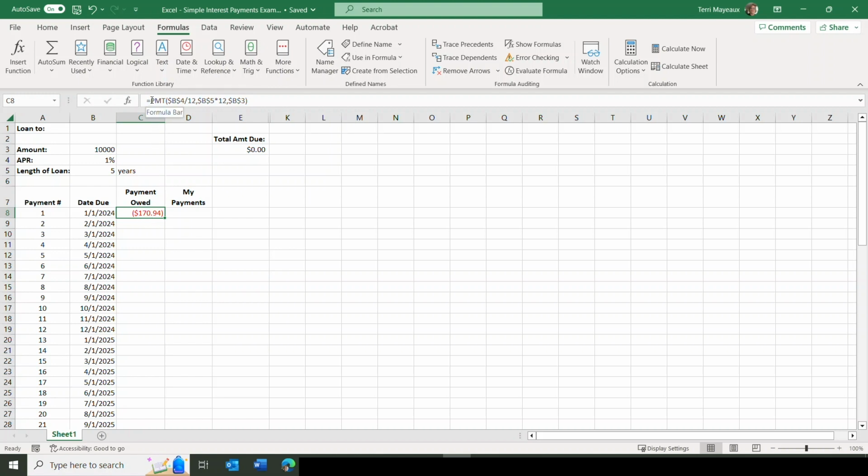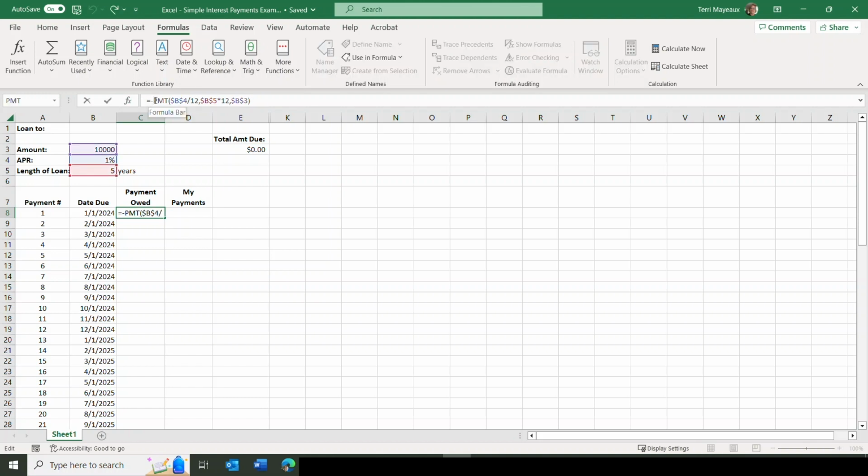Now, there are two ways that I can do that. I can come up to the formula bar, and in between the equal sign and the PMT, I could put a minus sign. So when I have a negative and then another negative, I get a positive. I could do that. And now I have that 170.94.